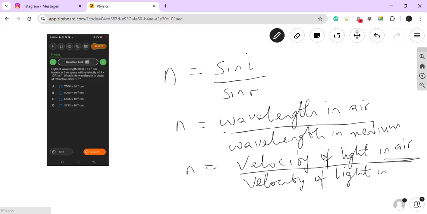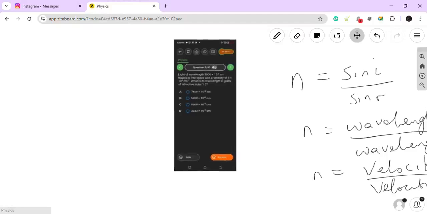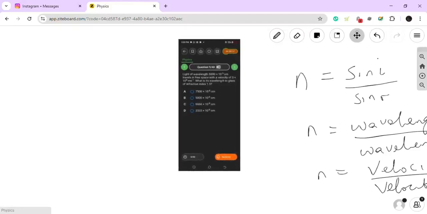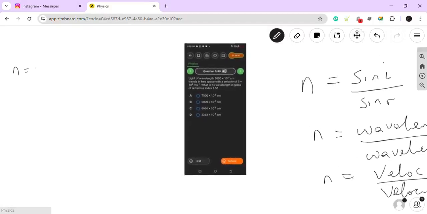But for this one, they are talking about glass here, so the medium is glass, right? The question says calculate the wavelength in glass given the refractive index. So the formula to be used here is n equals wavelength of light in air over wavelength of light in glass. When I say air, I'm trying to say free space. In free space, let me just write what is here.